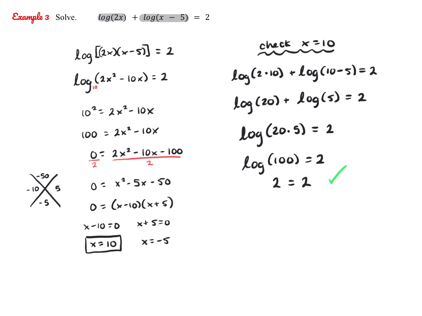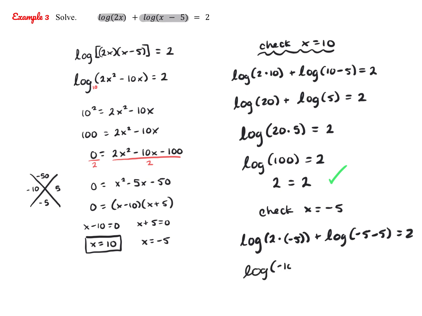But I still need to check x equals negative 5. So let's plug it in. We have common log of 2 times negative 5 plus the common log of negative 5 minus 5 equals 2. So right off the bat, we have an issue, actually in both of our logarithms. Here, we have the log of a negative number.